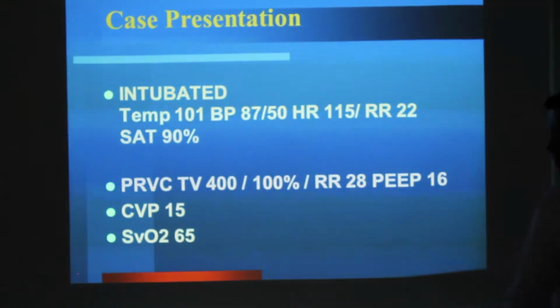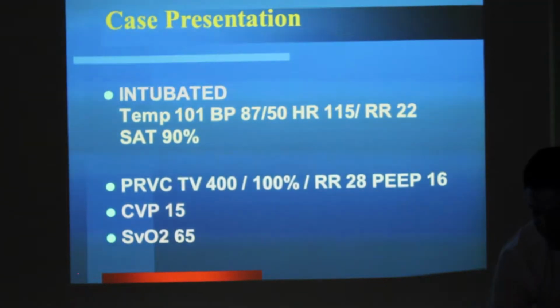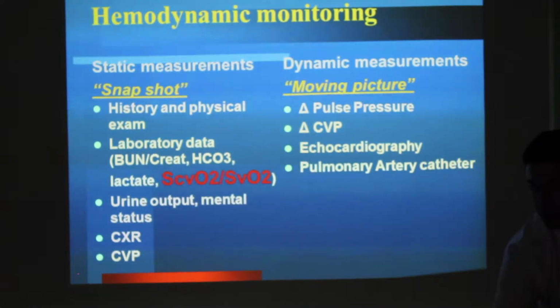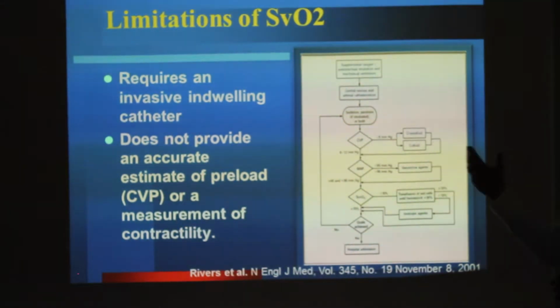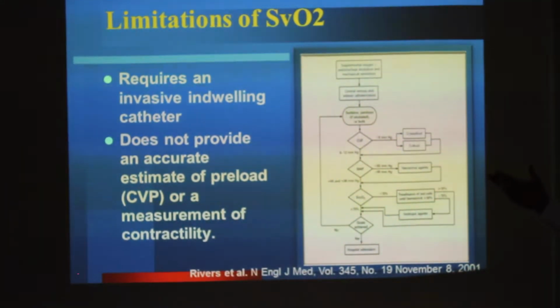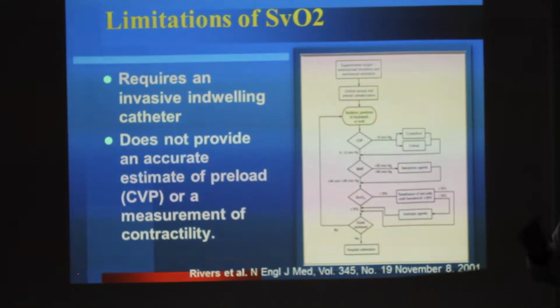We're not checking it. So we get the mixed venous oxygen saturation, SVO2, 65. Yeah, the central line, we get one, right? So does SVO2 help us predict volume responsiveness? The answer is no, because SVO2 doesn't provide an accurate estimate of preload or a measurement of contractility. It tells you about the microcirculation. 65 indicates septic microcirculation. The tissue is not absorbing the oxygen, so there is an issue with microcirculation. But it doesn't tell you about fluid responsiveness.